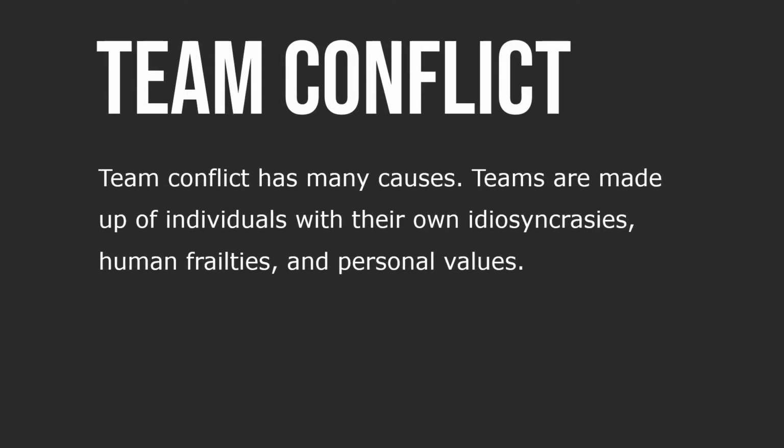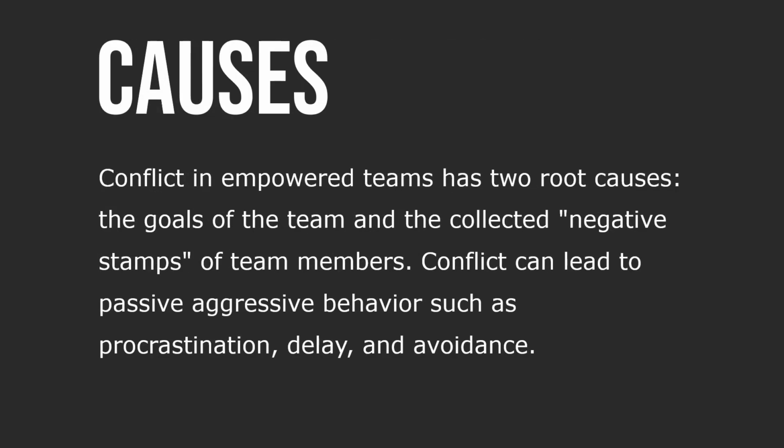Team conflict has many causes. Teams are made up of individuals with their own idiosyncrasies, human frailties, and personal values. Conflict in empowered teams has two root causes: the goals of the team and the collected negative stamps of team members. Conflict can lead to passive-aggressive behavior such as procrastination, delay, and avoidance.